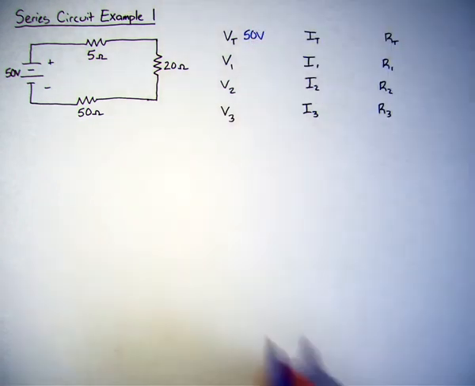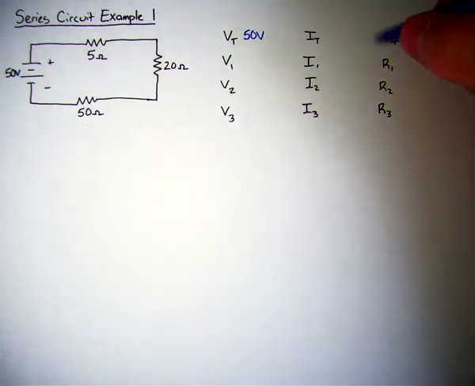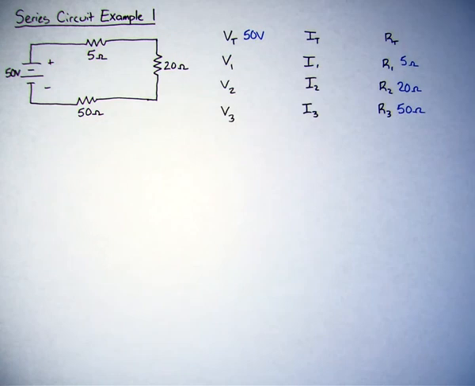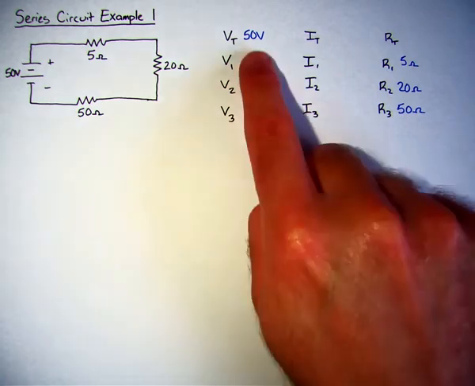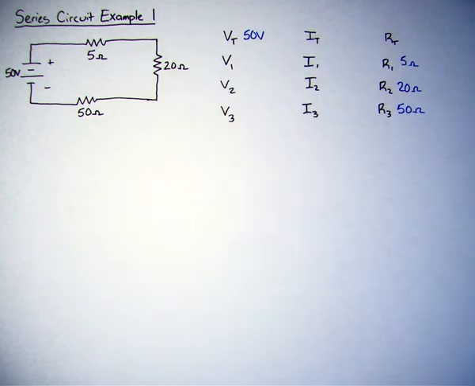I also know that of my 3 resistors, I have 5 ohms, 20 ohms, and 50 ohms. So I'm just going to write them in order: 5 ohms, 20 ohms, and 50 ohms. And the whole goal of solving this circuit is to find everything else that we're missing in the table. So we want to find the individual voltage drops, the individual currents, as well as the total current and then the total resistance.